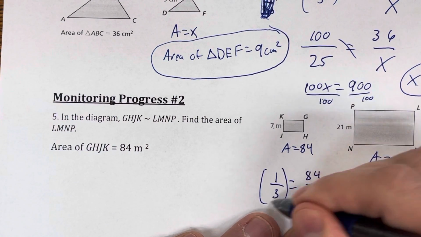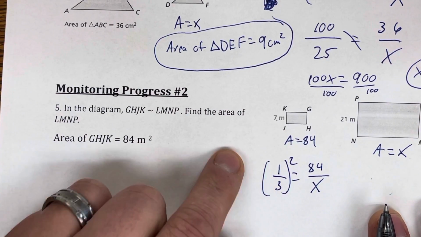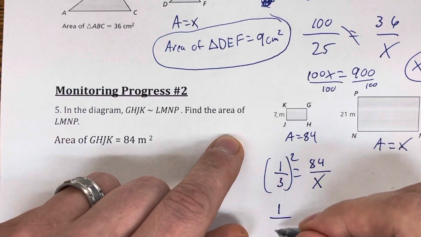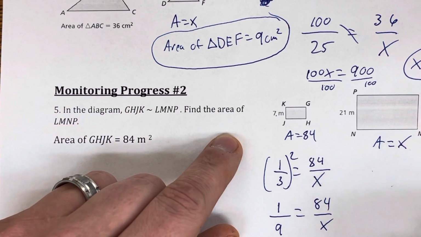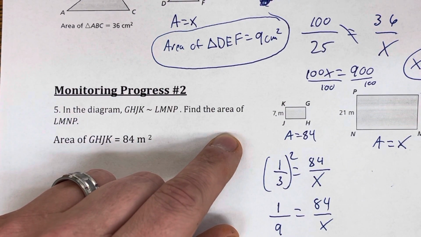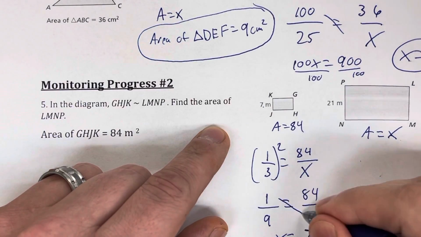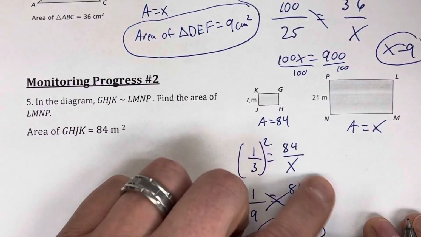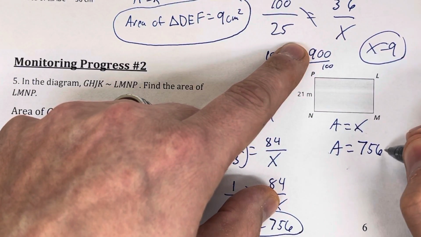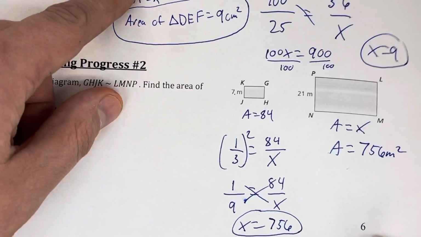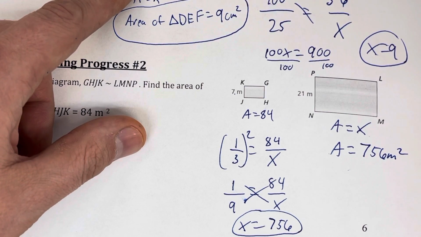Don't forget, we have to square the ratio of the corresponding sides. 1 squared is 1, 3 squared is 9, equals 84 over x. X equals 84 times 9 when I cross multiply, 756. And we got it. So the area of the big one is equal to 756 meters squared. And that's how we use the area ratio as well. All right, have a good one.